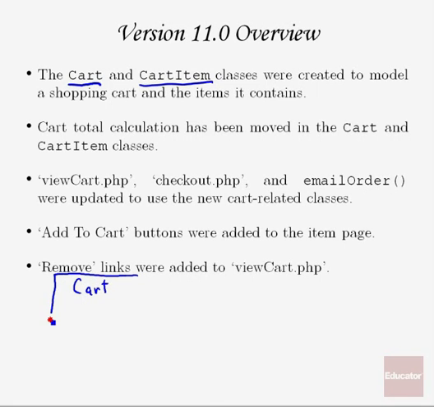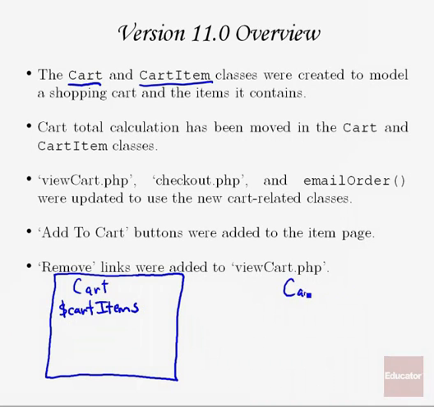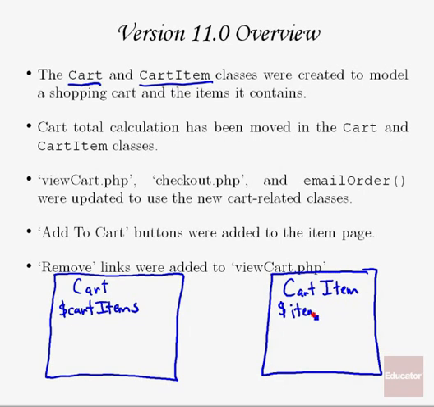We have this cart class, and as in the last slide, an example, it's actually going to contain a property called cart items. And this cart items is going to be an associative array of cart item objects. So we actually have another object that we're creating called cart item. And what this does is this represents an item that's in a cart. So it's going to have, we've set it up so that it has two properties. One is called item, and one is called quantity.